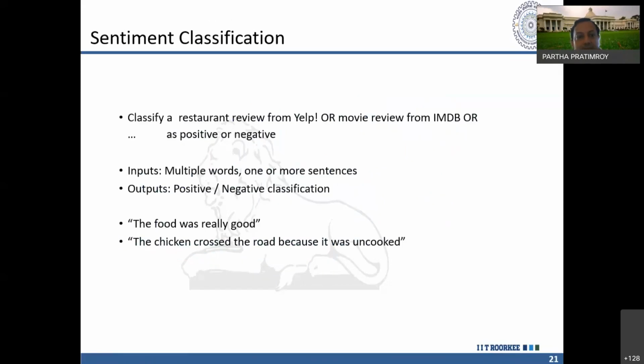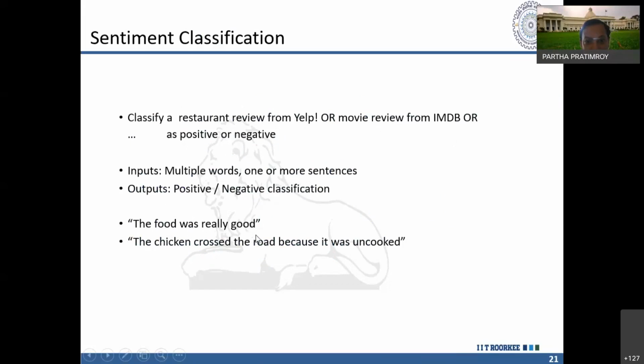Yeah, we'll see several more examples. Don't worry. We'll see how to classify a restaurant review from Yelp or a movie review from IMDb as positive or negative. So if you want to classify a review, the input is multiple words, one or more sentences, and the output is a positive or negative classification.